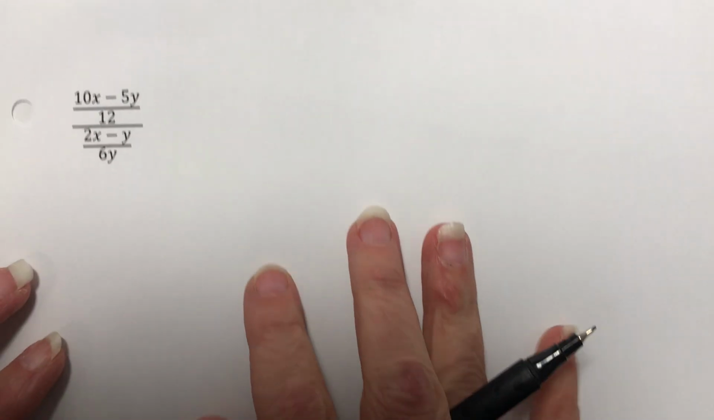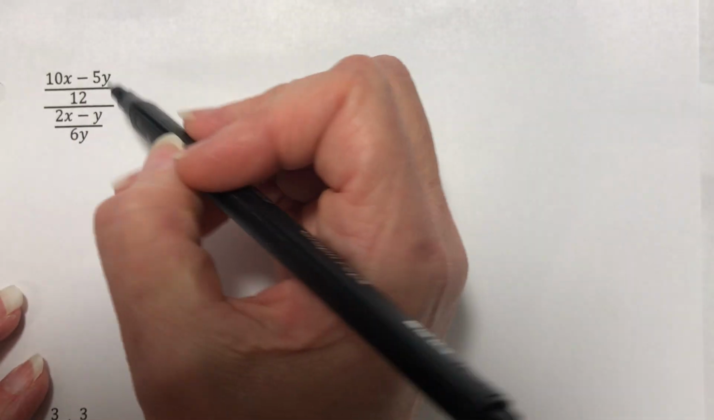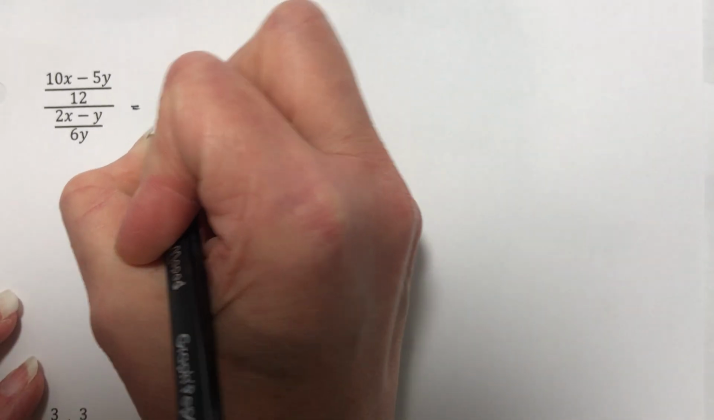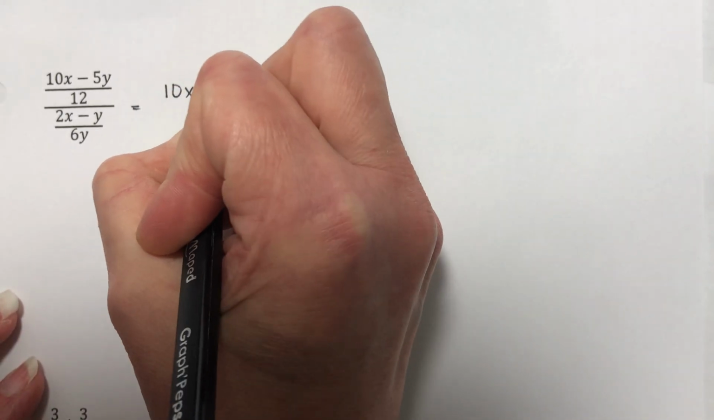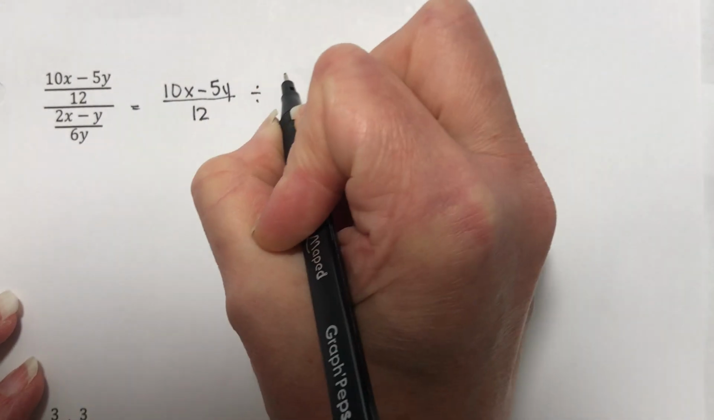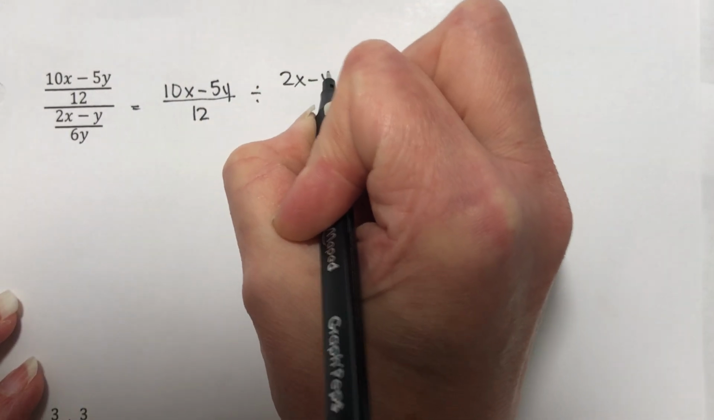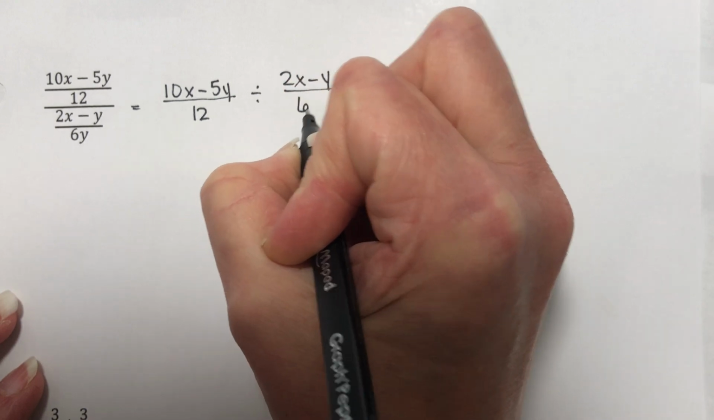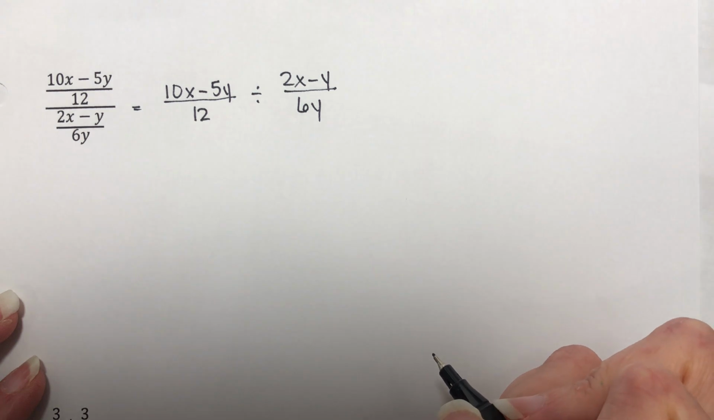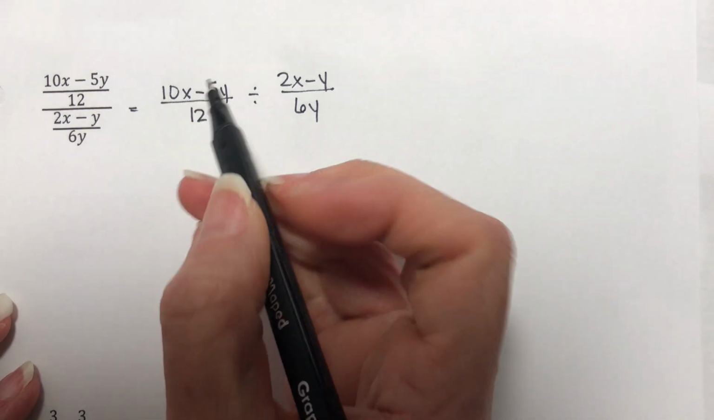So this one's a little bit more difficult, but it's still a complex fraction. I'm going to take this top and divide it by this bottom. So just a rewrite: 10x minus 5y over 12 divided by 2x minus y over 6y. Double checking that I haven't made a mistake on the recopying, and I think I'm good.